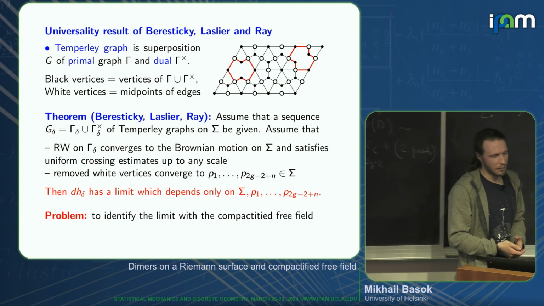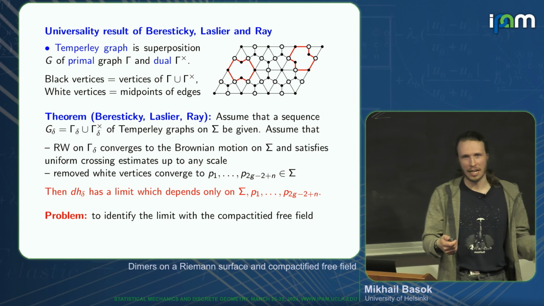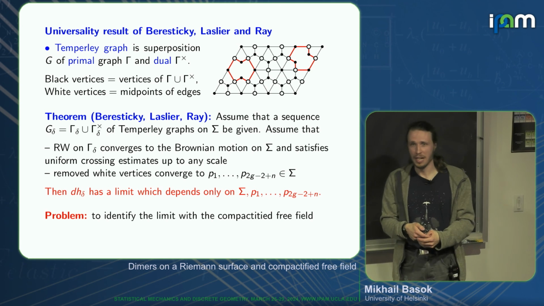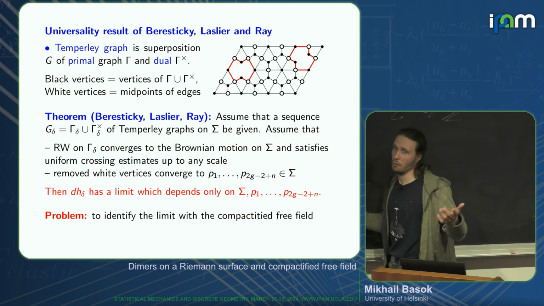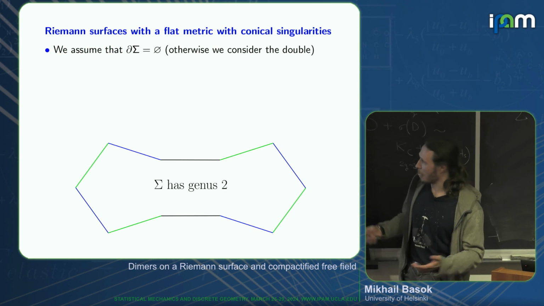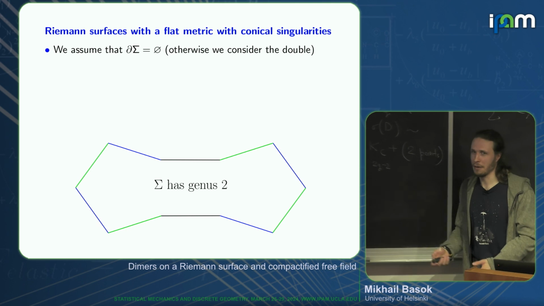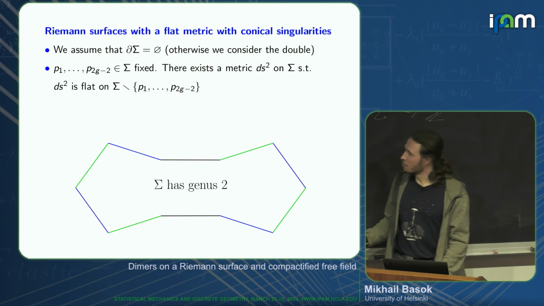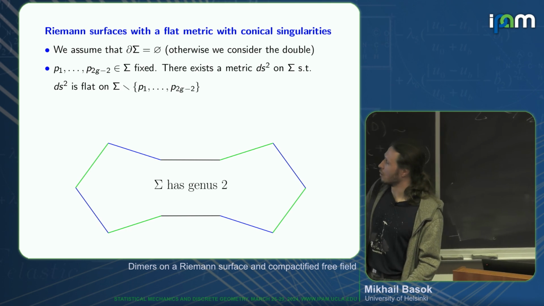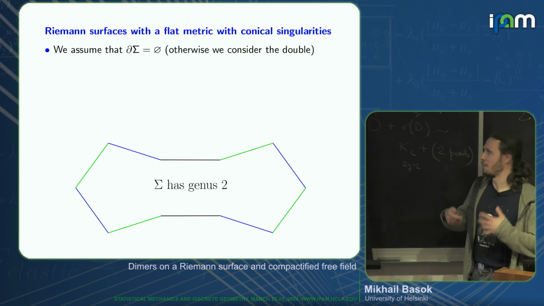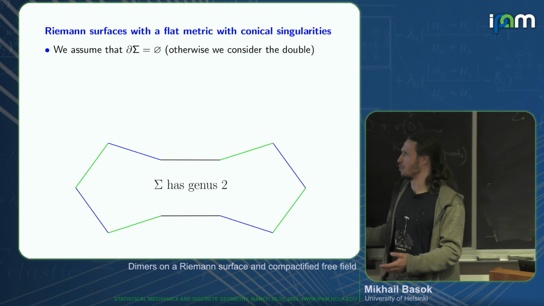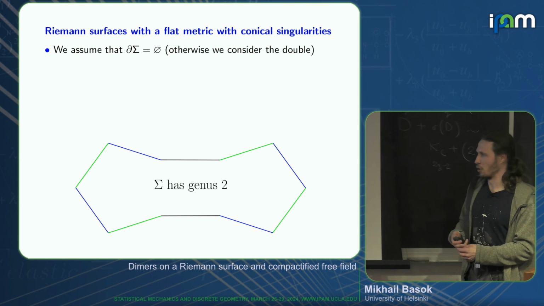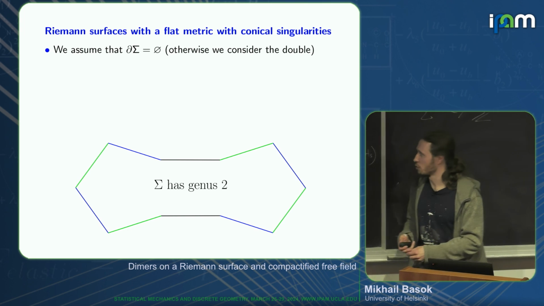So we want to have something like this on the surface. Preferably, we would like to have a flat metric on our surface. But of course, if the Euler characteristic is non-zero, then there will be no flat metric. But what we have is marked points sitting on our surface, and we can make use of it. So first of all, let us assume that the boundary is empty, just to make things simpler. Everything works with non-empty boundary too, but I don't want to talk about it.